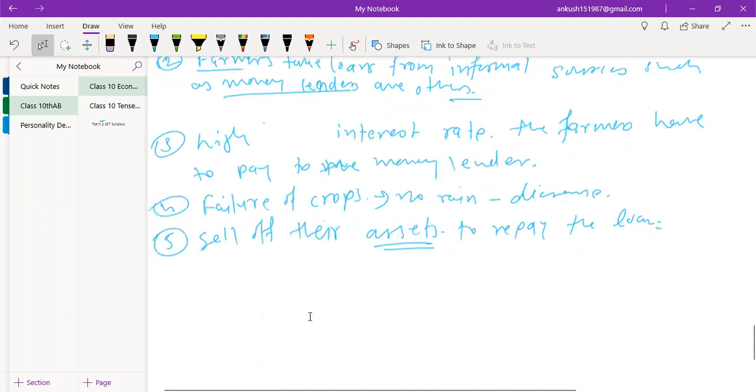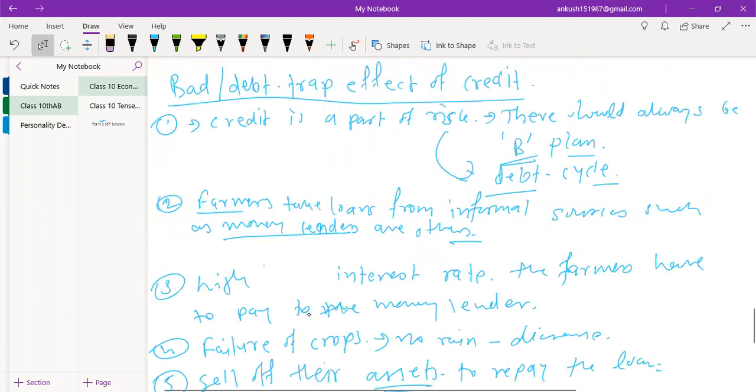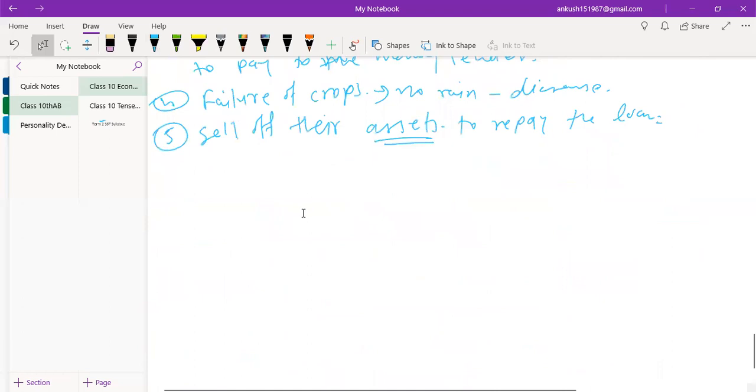So whatever I have said just now, there must always be a B plan. For what? From one source of income, if you fail to repay the credited amount or loan amount, there must be another source of income, so that with the passage of time, not at once, you would be able to repay the amount. Have you got the point? Yes, sir.